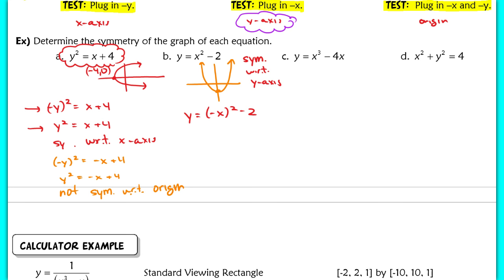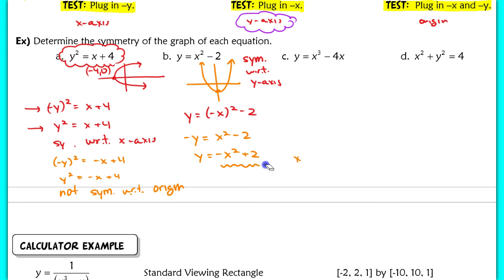Now you'll see that if you try to test if it's symmetric with respect to the x-axis by plugging in negative y here, once you solve for y, you'll end up with an equation that has the exact opposite signs for x squared and negative 2. It's now negative x squared and positive 2. So what we're seeing here is that it's not symmetric with respect to the x-axis.